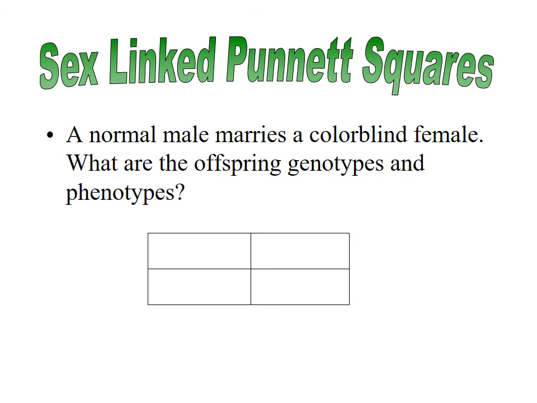Another example, so you have a normal male marries a colorblind female, which is very rare. What are the offspring's genotypes and phenotypes? So you have a normal male, so X big C and a Y. You have a colorblind female, so therefore that is X little c, X little c. You do the cross, that's an X. Do the other cross. Last side.